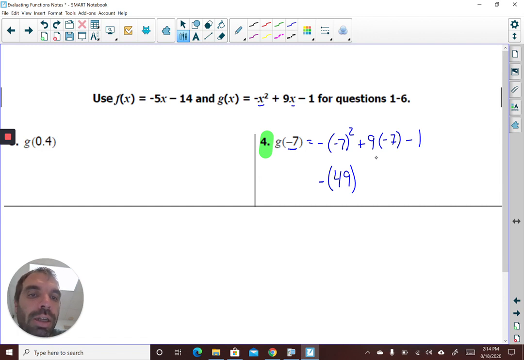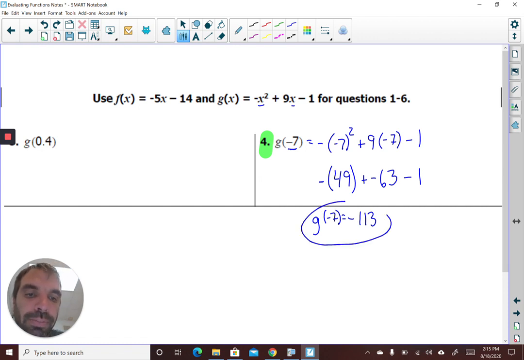Okay, then I've got plus 9 times negative 7, which is plus negative 63, and then I have a minus 1. So I have negative 49 plus negative 63 minus 1, which when I do all that math gives me negative 113. So g, not f, g this time, because we used the g function, g of negative 7 is negative 113. So hopefully that's what you got when you went through that problem.